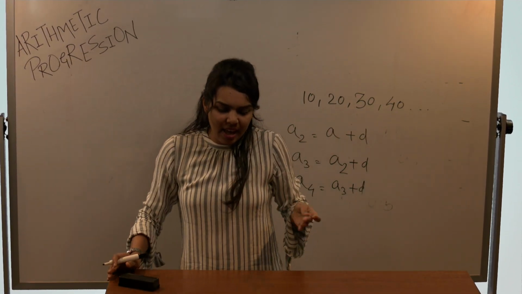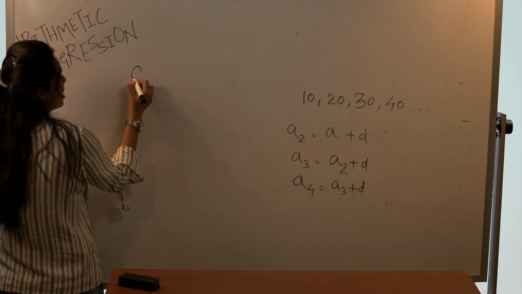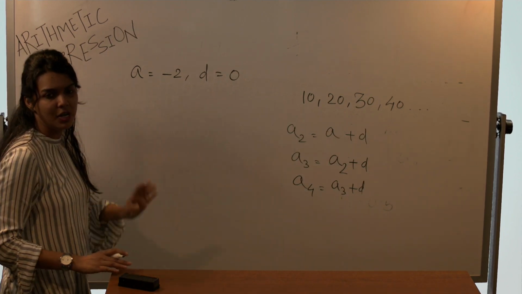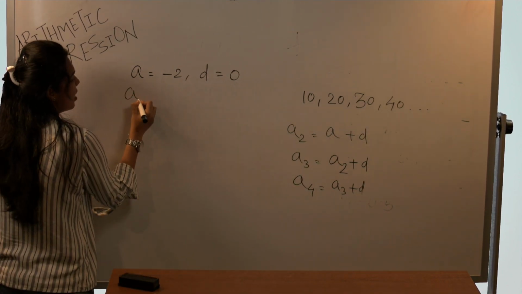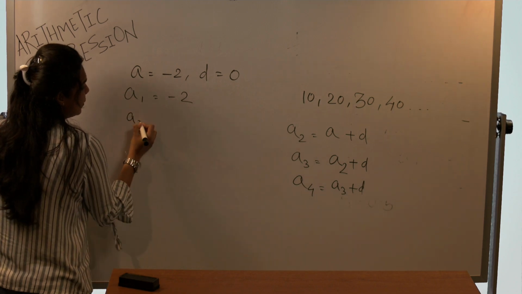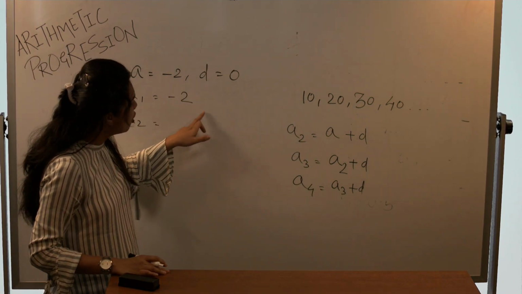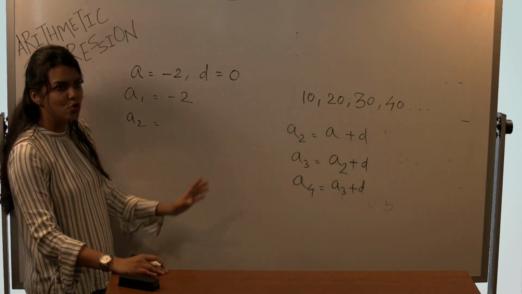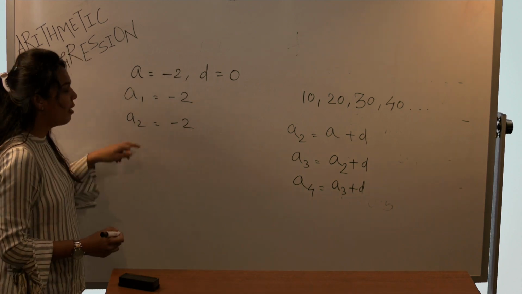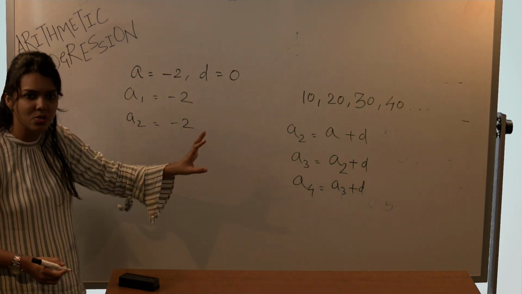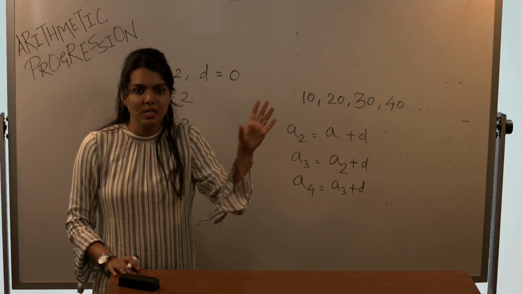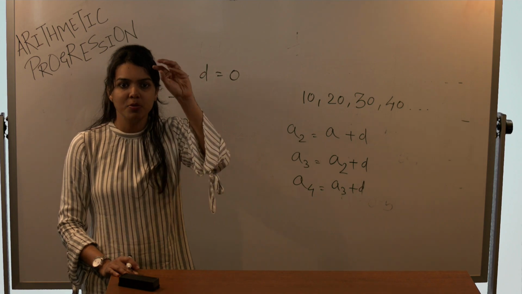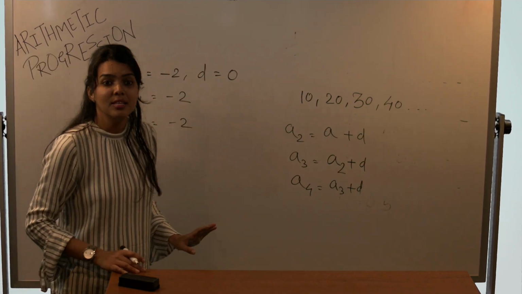Let us consider A is equal to minus 2. First term is given as minus 2 and D is equal to 0. Again first term A1 is equal to minus 2. A2 is equal to... now 0 should be added. Common difference should be added to every term to get the next term. So minus 2 plus 0 will be minus 2. Third term, minus 2 plus 0, minus 2. So can I say the arithmetic progression remains the same? Minus 2, minus 2, minus 2, minus 2 are the first four terms of an AP whose common difference is 0.